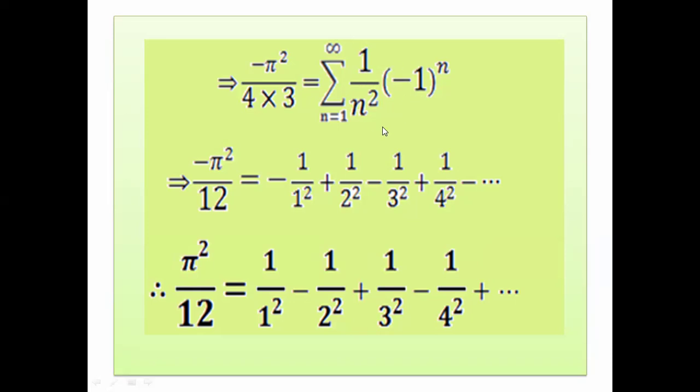We expand the series. You get minus 1 when I put n is equal to 1, 1 upon 1 square plus 2. When I put n is equal to 2, minus 1 square will become positive 1, so 1 upon plus 2 square. When I put n is equal to 3, we get a negative 1 upon minus 3 square. Here you get the LHS minus pi square by 12. Then after that, take the minus outside as common. You get a series with alternating sign. The pi square by 12 you get.